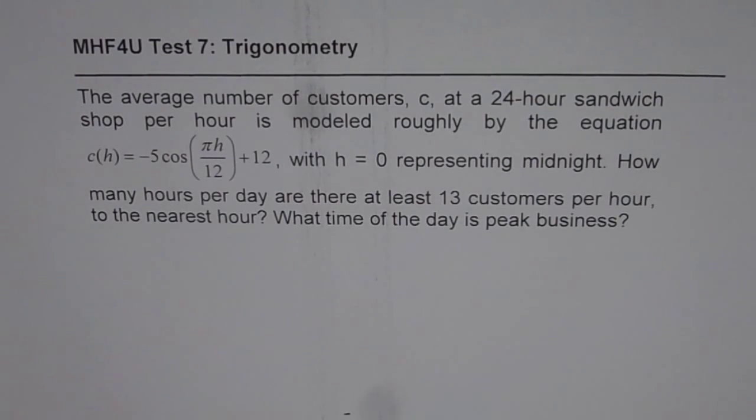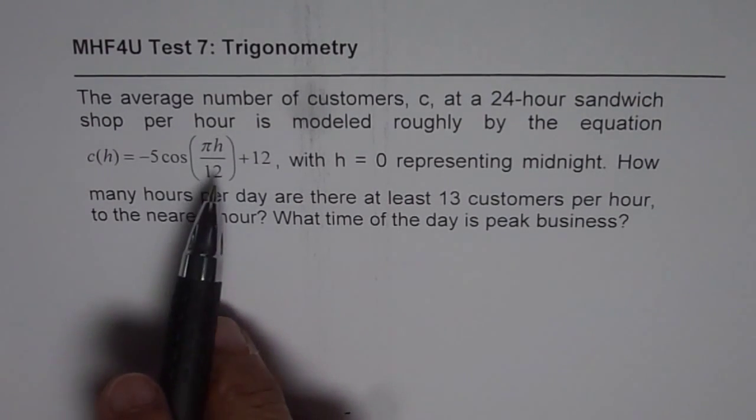The average number of customers C at a 24-hour sandwich shop per hour is modeled roughly by the equation C of H equals minus 5 cos pi H over 12 plus 12, with H equals 0 representing midnight. How many hours per day are there at least 13 customers per hour, to the nearest hour? What time of the day is the peak business? So these are the two parts which we need to answer.